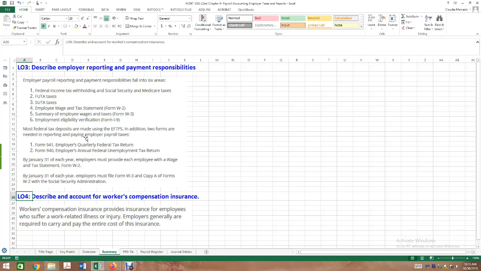Okay. So there's two forms that are needed in reporting and paying your employer payroll taxes. So we have Form 941. This is the employer's quarterly federal tax return. And this particular form must be filed with the IRS at the end of the month following each calendar quarter. So the first quarter is January, February, and March. So it closes in March. So you have till the end of the following month, which will be April, to complete your Form 941.